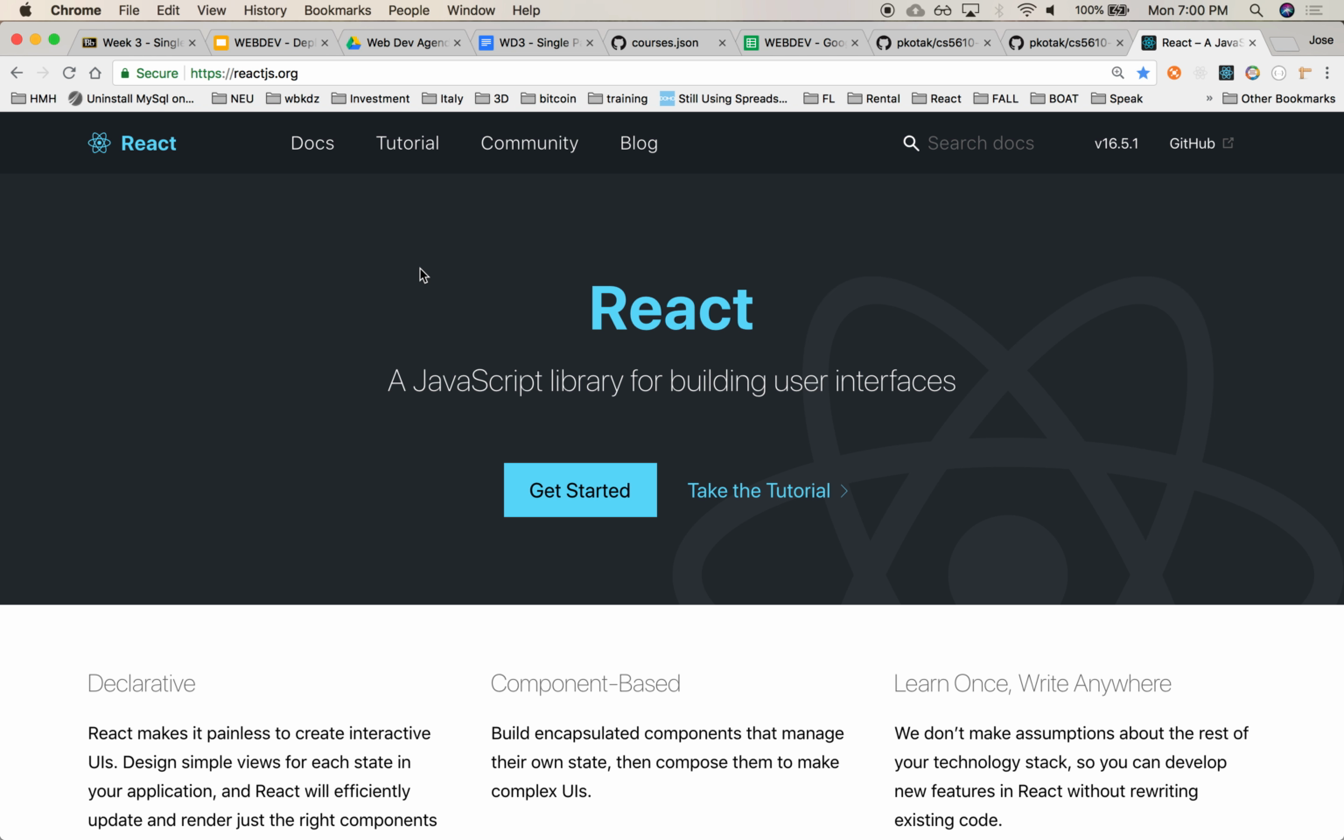All right, so React. It's sponsored by Facebook, like many of these libraries or frameworks are sponsored by some larger corporations that use some of these same libraries within their own development. And this is the official website. I encourage you to visit this and go through some of the documentation.